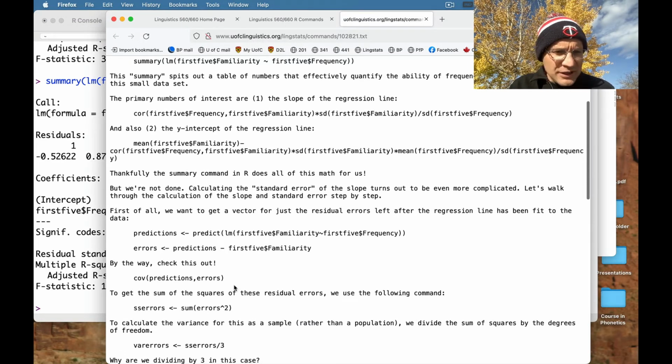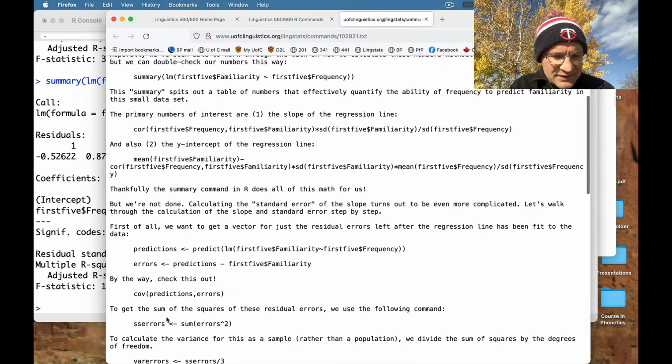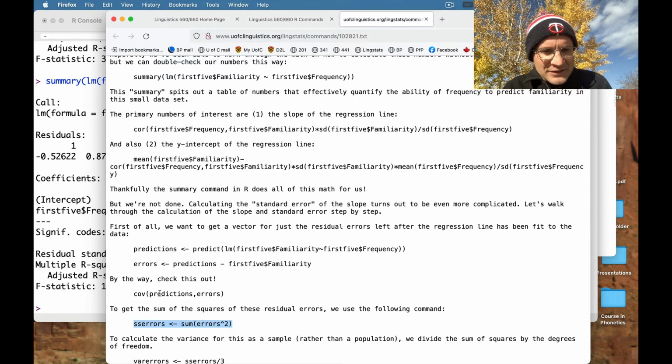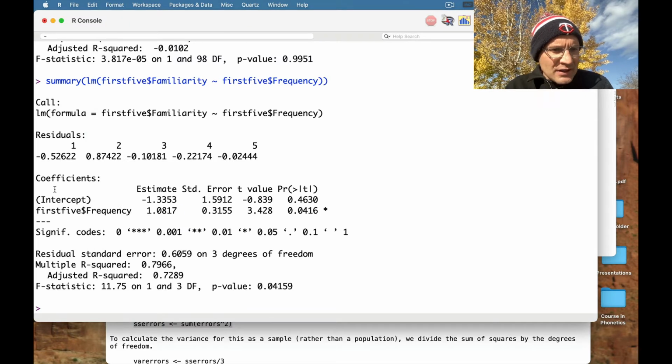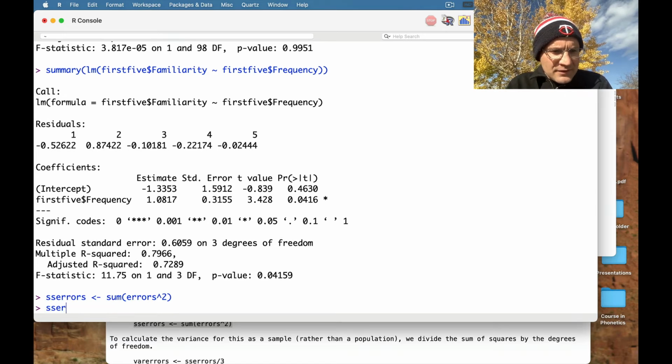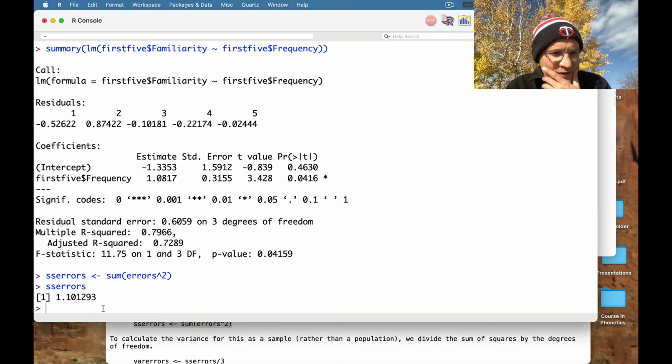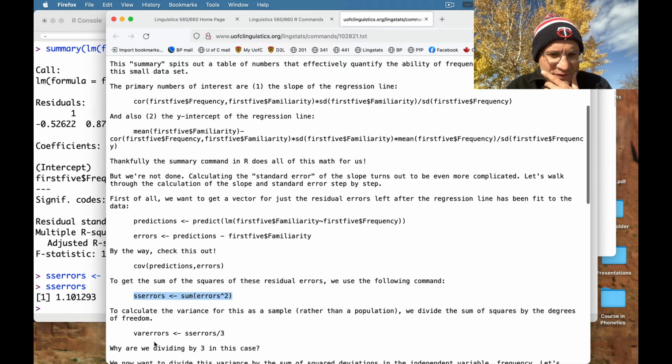What we want to do here, instead of all that fun stuff, is calculate the sum of the squared deviations of the residual errors, which is this. So how much variance do we have in this, basically? Put that in its own little vector. We're going to sum up all those errors squared. We get a value of 1.1, which doesn't mean a whole lot to us.